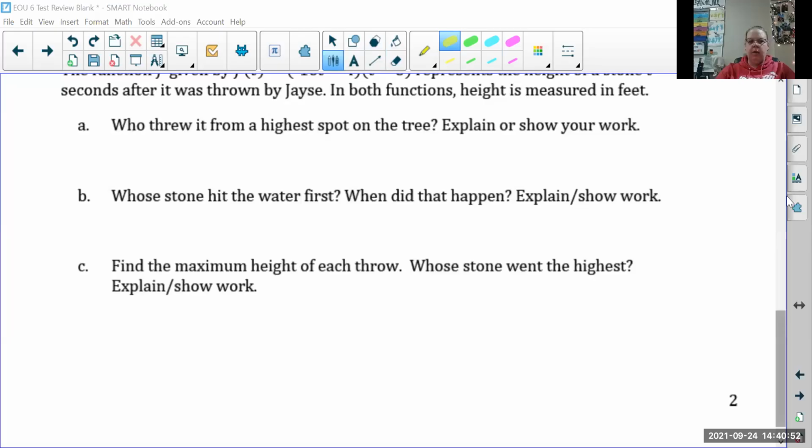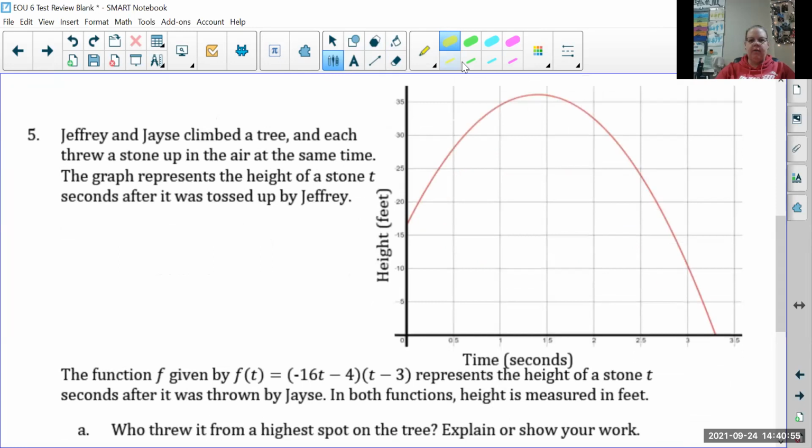Okay, so now we're doing question 5. Question 5 says, Jeffrey and Jace climbed a tree and each threw a stone up in the air at the same time. The graph represents the height of a stone t seconds after it was tossed up by Jeffrey. So Jeffrey is the graph. That's one thing I want to clarify to make sure we all understand. So this is Jeffrey's.